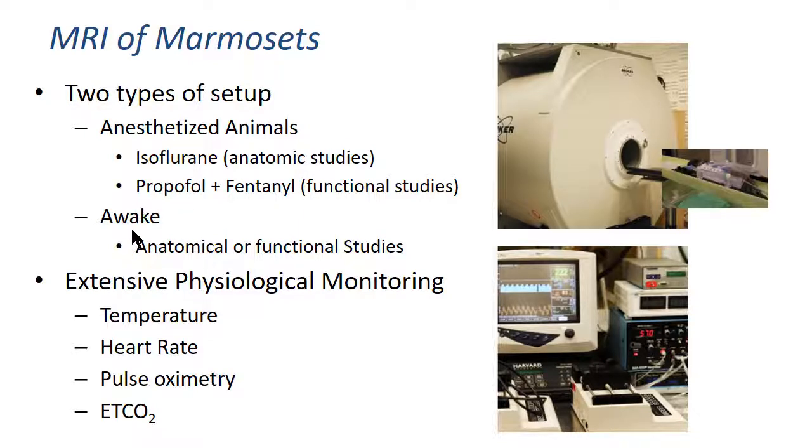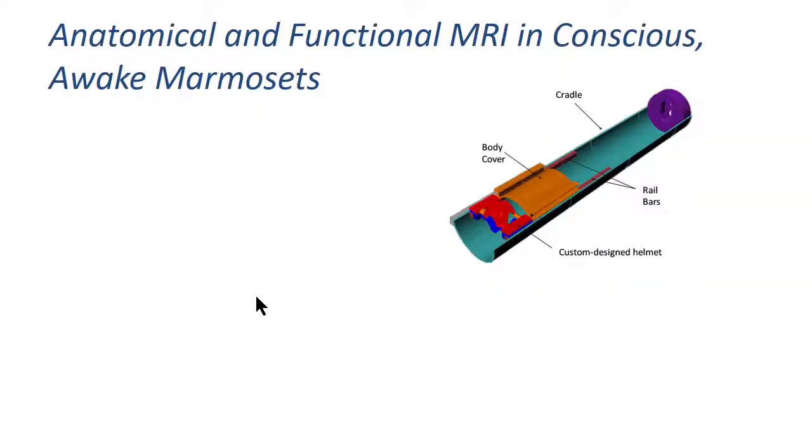So because of this, our lab has put a lot of effort into eliminating anesthesia altogether and working with conscious, awake animals so that we can do both anatomical or functional studies in the marmoset. So this is a picture of the marmoset in an awake preparation ready to go into the magnet. And regardless of the setup we have there, we still put a lot of effort into providing extensive physiological monitoring, controlling their temperature, heart rate, pulse oximetry, and tidal CO2, so that we know that they're happy from a physiological point of view inside the magnet.